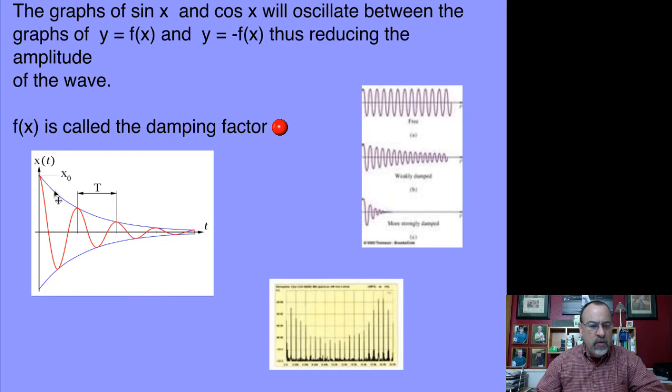Now, how does that work? Well, basically what we do is we take the damping factor function and we take its reflection over the x-axis, and between those two then the sinusoid is squeezed by those two functions. So we take the function that's being multiplied by the sinusoid, we take the reflection of that function over the x-axis, and together they cause a dampening or a squeezing of the sinusoid function.